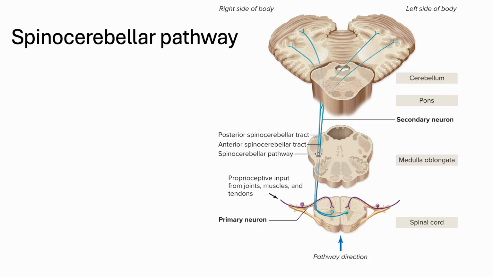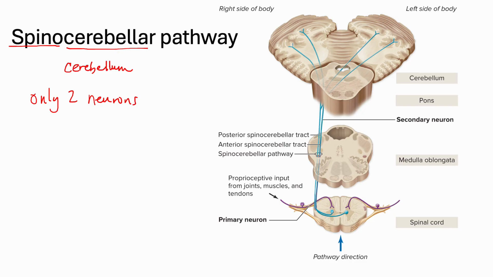So this one is called the spinocerebellar. So we already know spino means it originates in the spinal cord. Cerebellar means, what do you think? Cerebellum, right? Now, this one is different in that it only has 2 neurons. So we only have a first order and a second order, or primary and secondary.